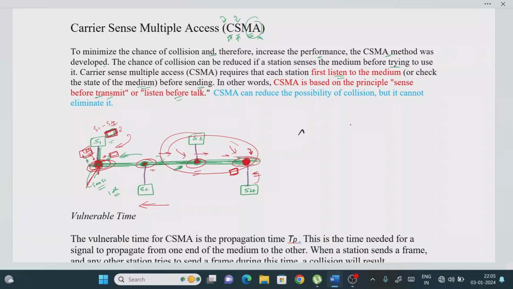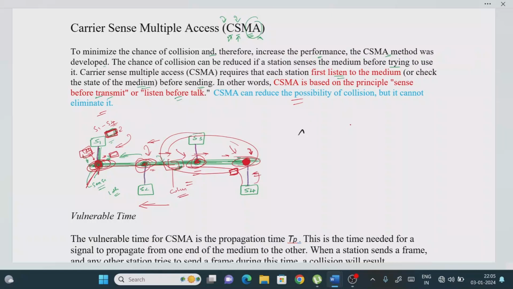Now, when this frame travels to here, sometimes the frames meet in the single channel, and we will have a collision. One point to clearly understand is that each station can sense only at its own location. If it is idle, it will transmit the frame. If it is busy, it will wait for some time. So CSMA can reduce the possibility of collision, but it cannot eliminate it.